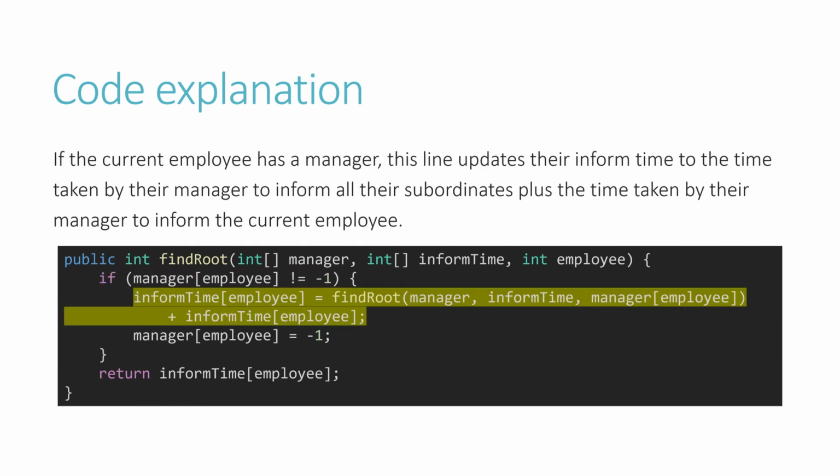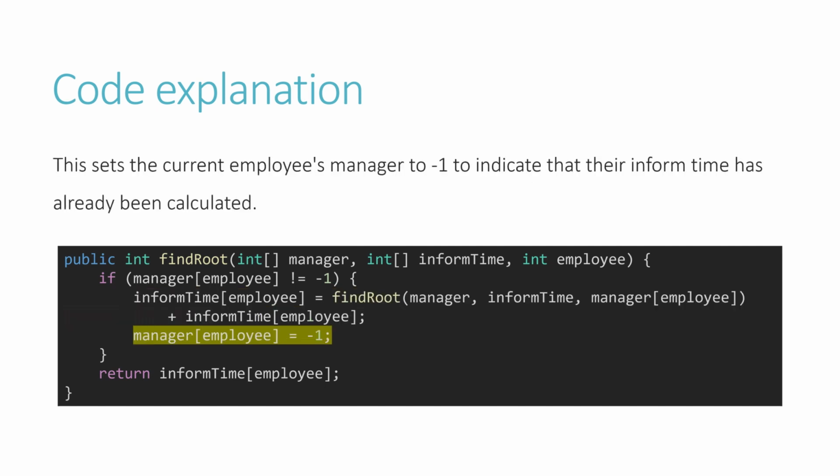If the current employee has a manager, this line updates their inform time to the time taken by their manager to inform all their subordinates plus the time taken by their manager to inform the current employee. This sets the current employee's manager to -1 to indicate that their inform time has already been calculated.